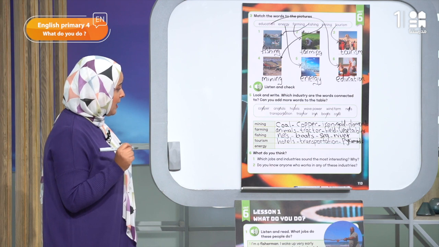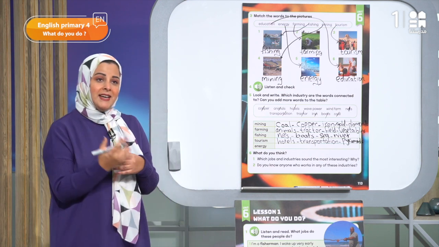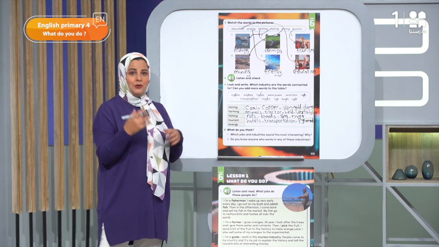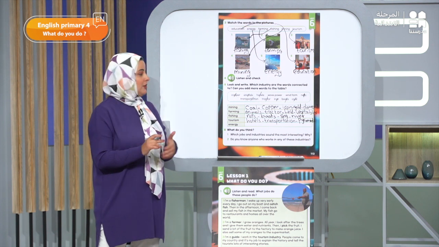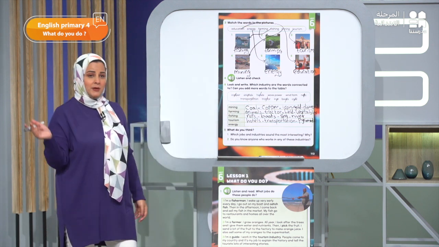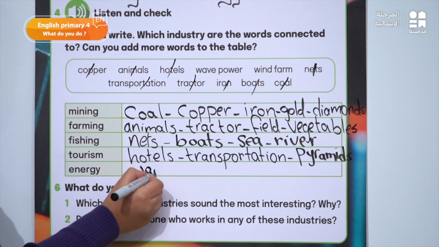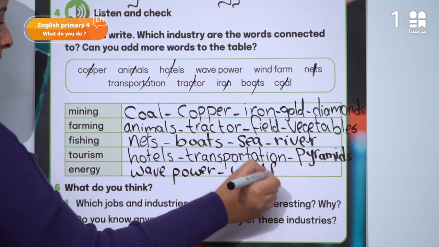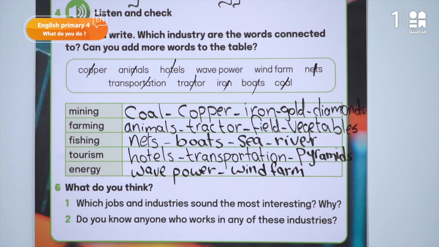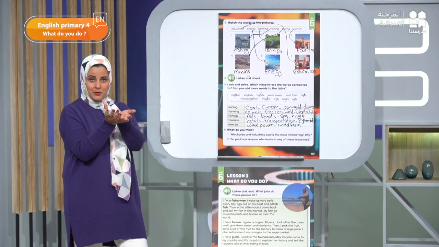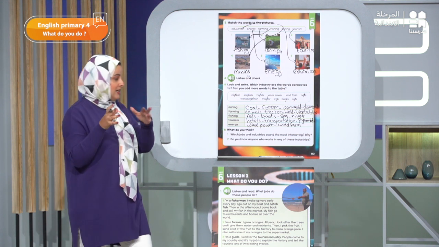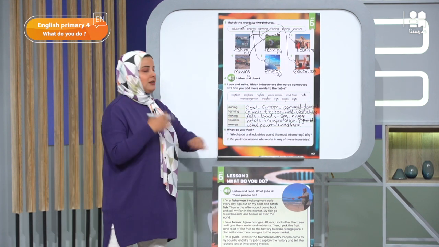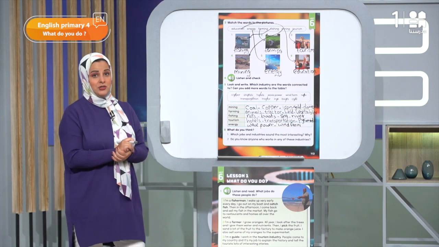Okay. The last one, the energy. يعني ايه energy؟ يعني طاقة. ايه الحاجات هنا اللي ليها علاقة بالطاقة؟ How to produce electricity, for example. We have the wind power, زي wind turbines. So we have wave power, and wind farm. Wind farm ده المكان اللي بيكون موجود فيه الwind turbines. اوكي؟ يبقى الwind turbines موجودين في مكان اسمه wind farm. المكان نفسه اسمه wind farm. And we have also the wave power that produces power or energy.